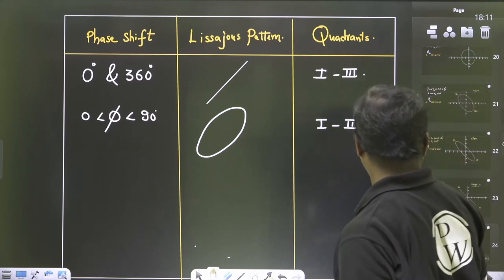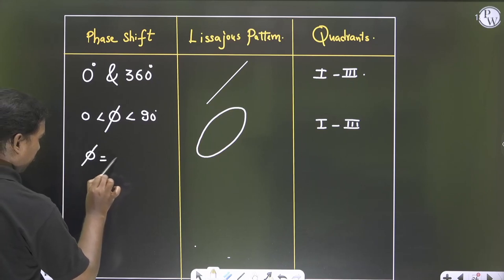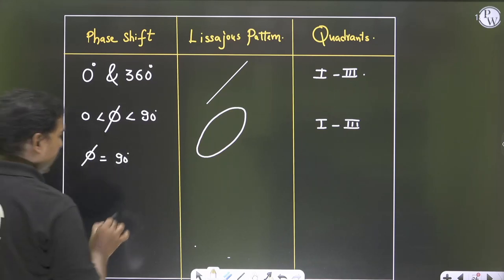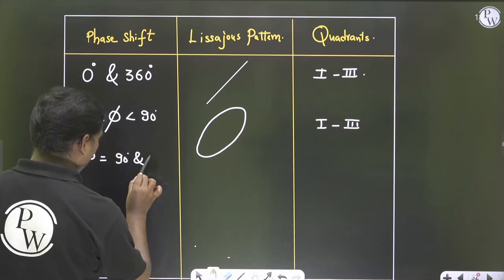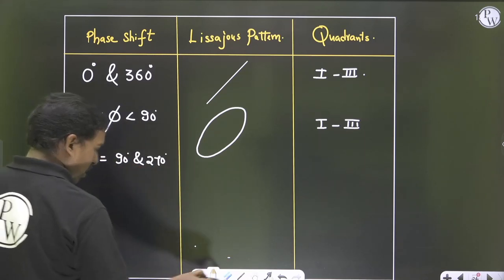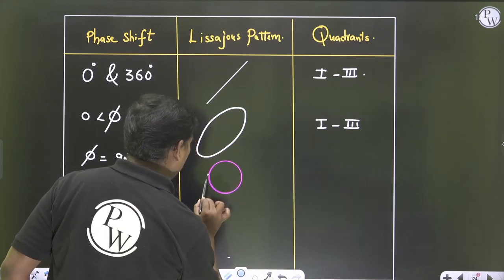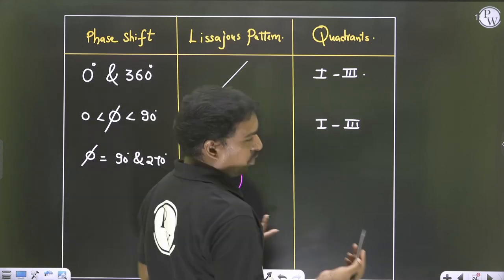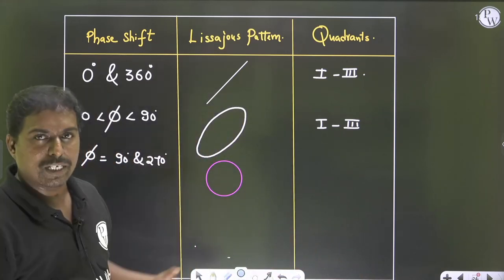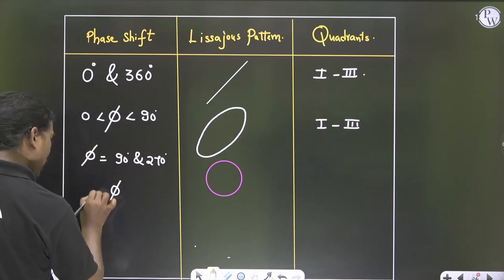At 90, a circle. And at 270 also, we are going to get a circle. At 90 and 270, what are we going to get? We are going to get a circle. For a circle, there are no quadrants. It is completely occupied.